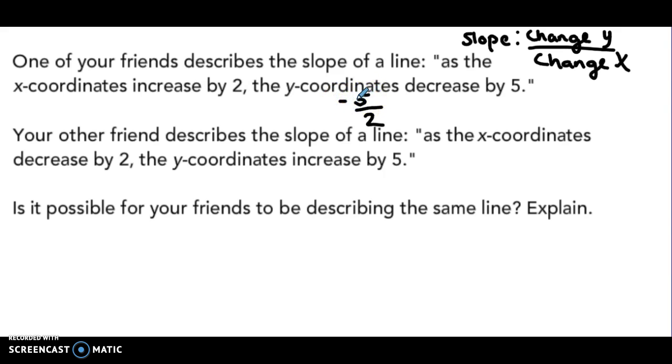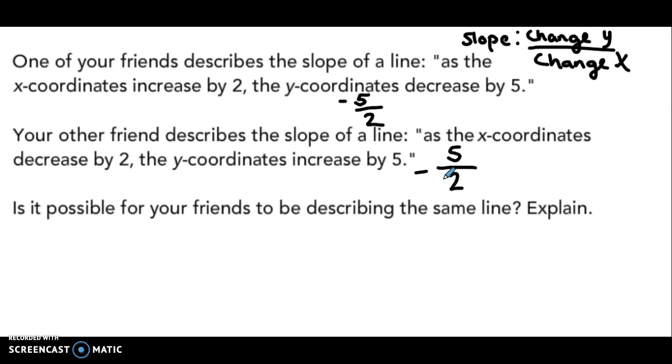Let's look at the other friend's description. They describe the slope of the line as: the x-coordinate decreases by 2, the y-coordinate increases by 5. So again, let's talk about how we should set up the fraction. Our x-coordinate decreases by 2, so that goes on the bottom. And our y-coordinate increases by 5, so that goes on the top. Notice how I brought my negative to the very front of the entire expression.